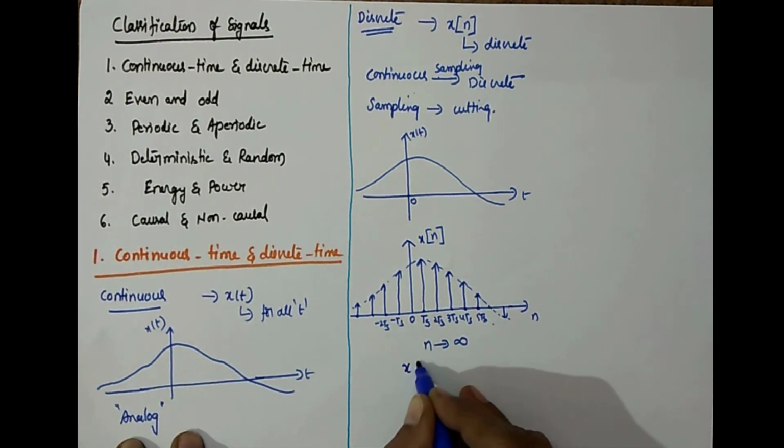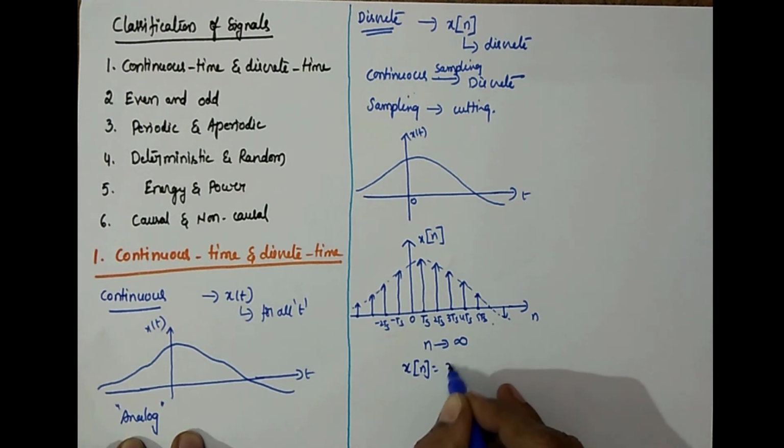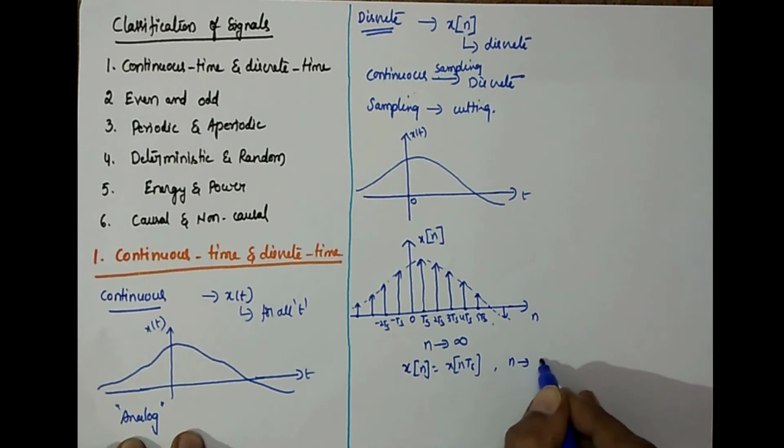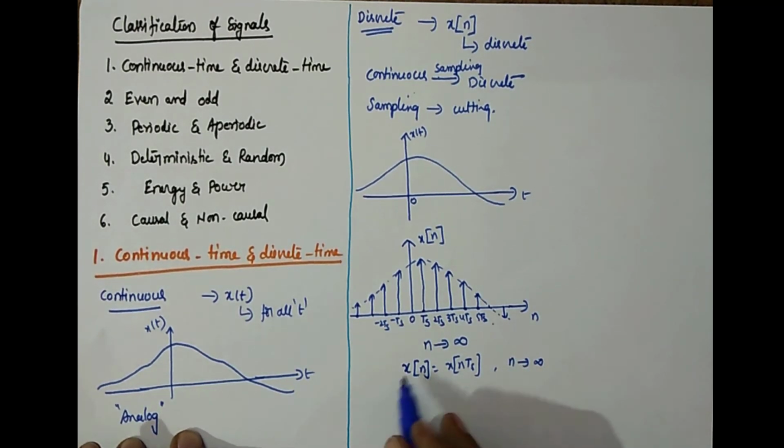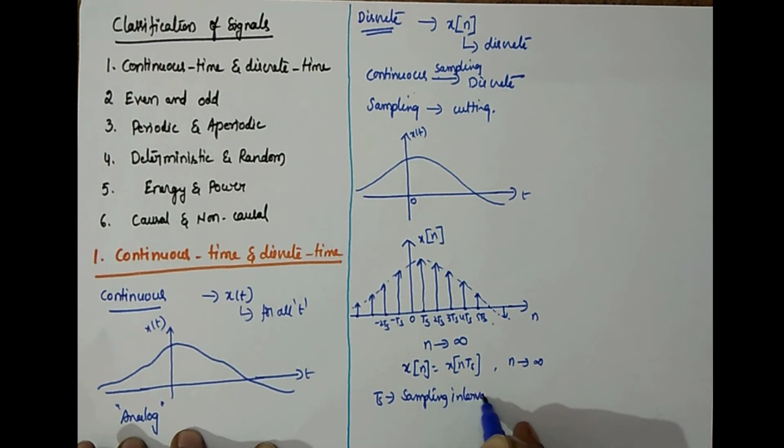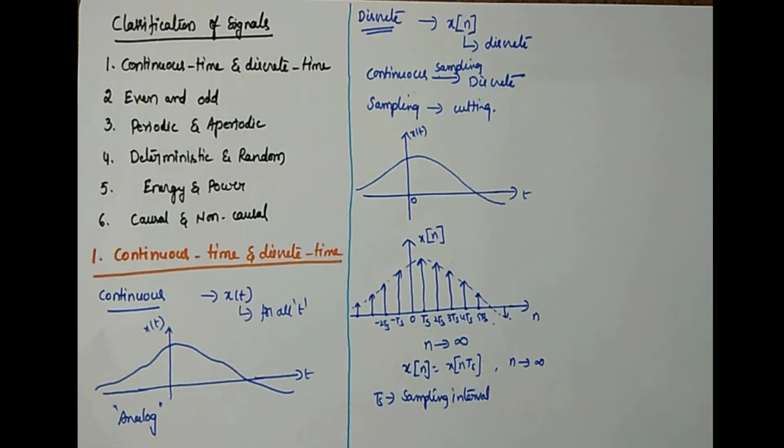Okay, at every TS you have to cut the signal. So you can write your discrete signal as x of n is equal to x of n TS, where n tends to infinite. What is TS here? TS is called sampling interval. Okay, I think you understand how to convert a continuous time signal into discrete time signal. Simply you have to choose a sampling interval, and at every sampling interval you cut your continuous signal, that is called sampling.